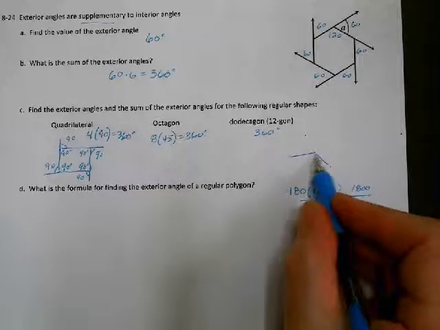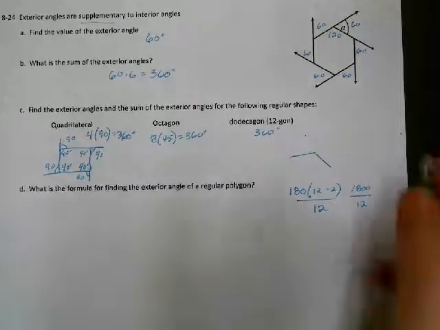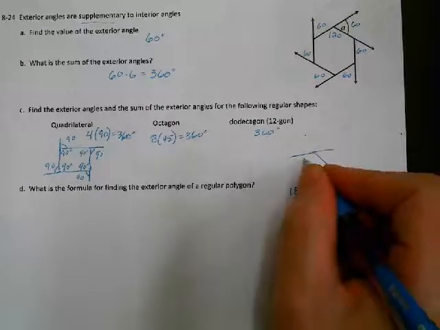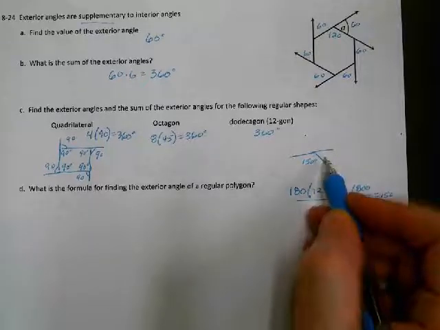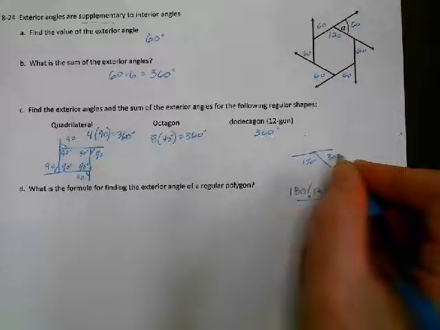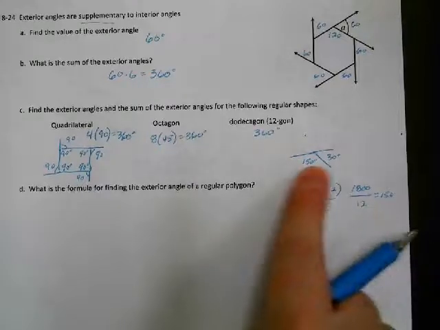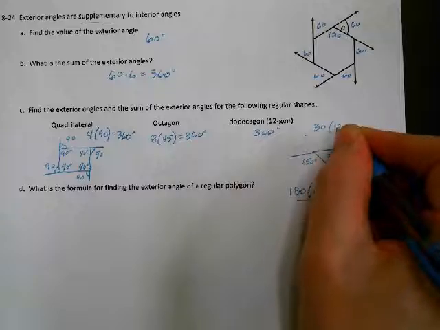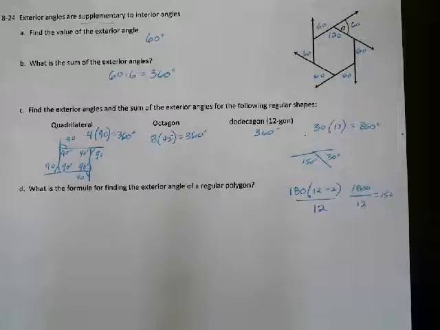And 1800 divided by 12 is 150. So this is 150. That's the interior angle. So this exterior angle would have to be 30. Right? Because they always have to add up to 180 degrees right there. Well, what's 30 times 12? Yep, 360. So no matter what, the exterior angles always add up to 360.